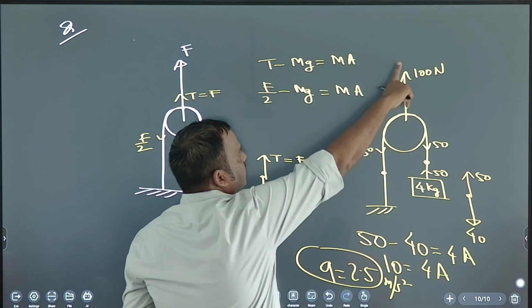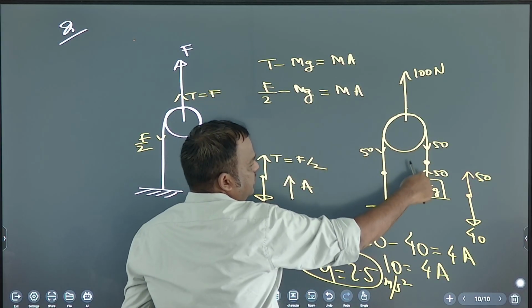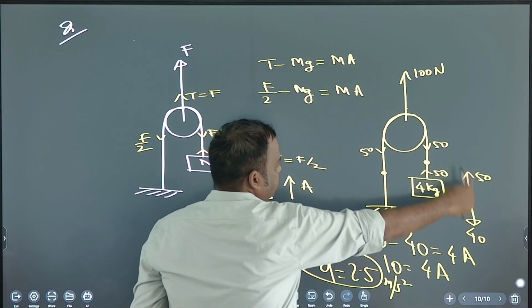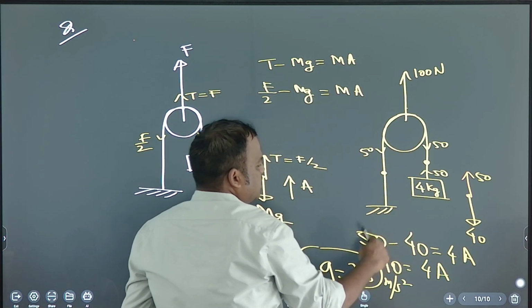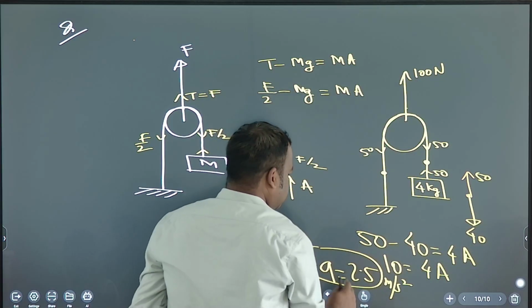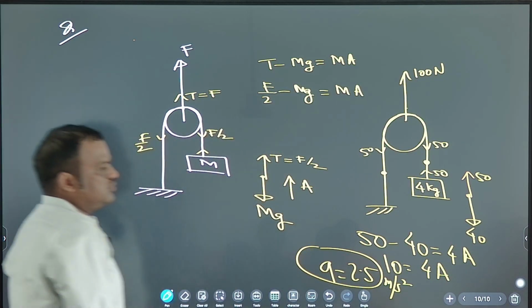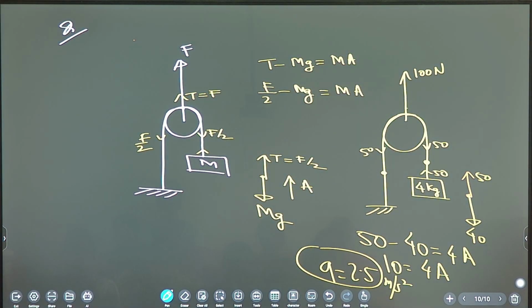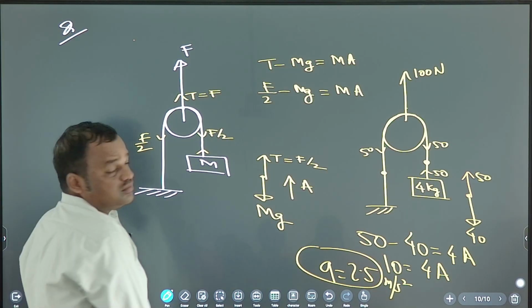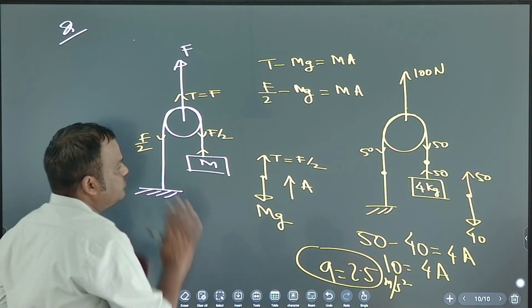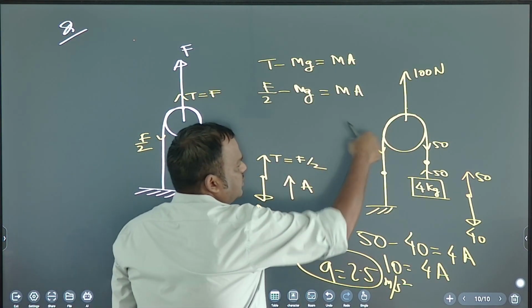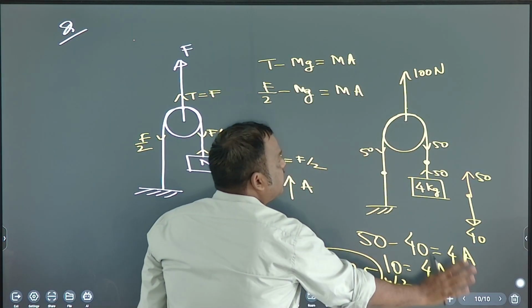Pulley 100 Newton, 50 Newton, 50 Newton. So this is 4 kg, 50 Newton up, 40 Newton down. So resultant force is equal to mass times acceleration, and you got acceleration 2.5. Okay, done. Any doubt? You understand it? Observe how to solve this type of question. Okay, clear?